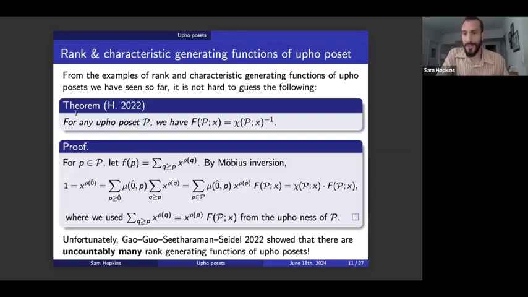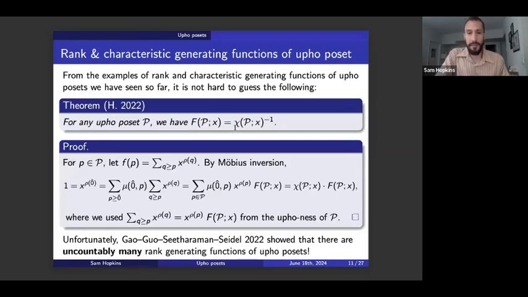And so I think this answers a question that just appeared in the chat. Since there are uncountably many rank generating functions of Upho posets, there have to be ones which aren't rational. In fact, they're sort of uncomputably bad. Okay, so that dashes our hopes for classifying Upho posets in general.